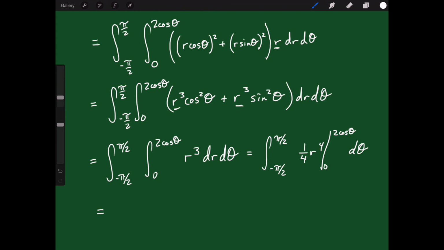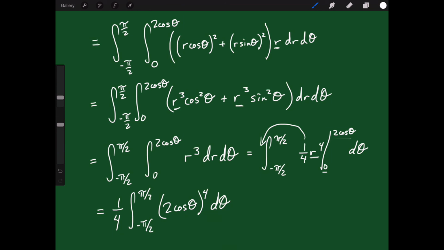By the way, I can pull that 1/4 out in front if I want to. So I get 1/4 integral negative pi over 2 to pi over 2 of r to the 4th. Well, if I plug in 2 cosine theta, I get 2 cosine theta raised to the 4th. And then if I plug in 0, I get 0. So that's it, d theta. We're getting there. This is equal to 1/4.